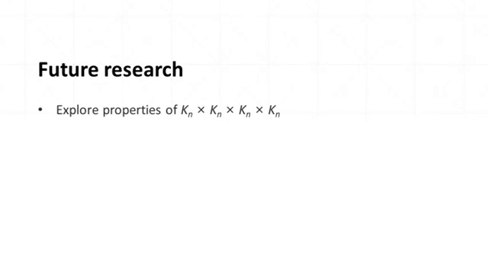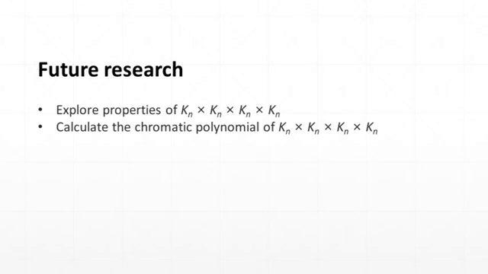For further research, the properties of Kn times Kn times Kn times Kn can be explored, as this is the NEPS of Sudoku under a particular basis. With further research, its chromatic polynomial can be found with extensive power.